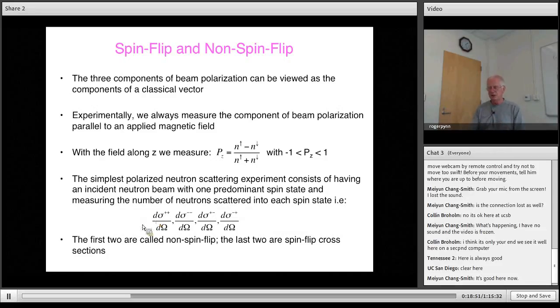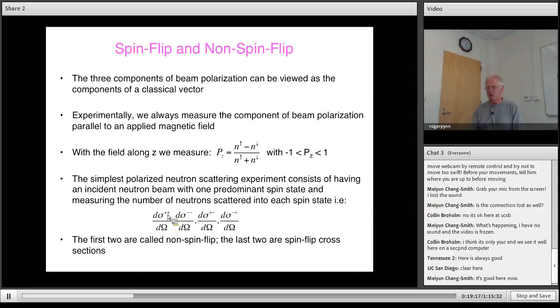The point is that here I've appended to these scattering cross-sections these plus plus, minus minus, plus minus, and minus plus symbols. And what these indicate is that I'm measuring, in this particular case, in this first case, I have neutrons, a neutron beam, which is in the up state.